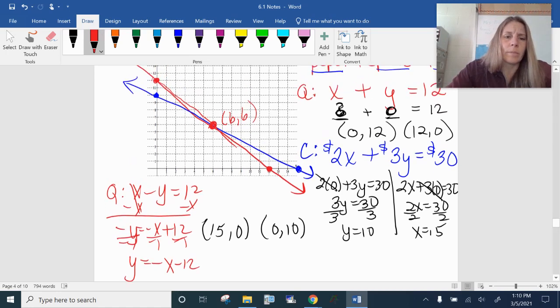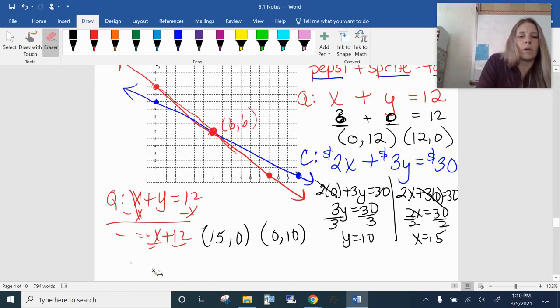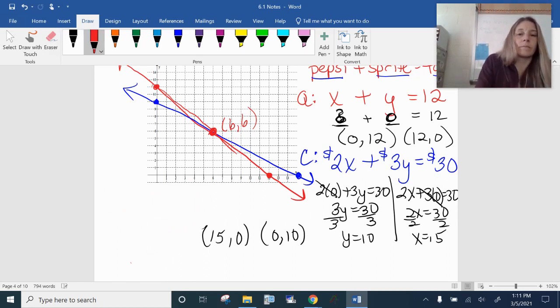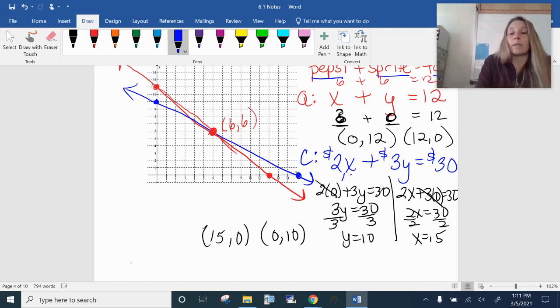All right, wait, I messed up something there. Hold on. Oops, sorry about that. All right, we didn't have to do that part. I copied something wrong. Okay. Now, if we want to check this, we know 6 plus 6 equals 12. And then, of course, over here, 2 times 6 is 12, 3 times 6 is 18, and that does equal 30.